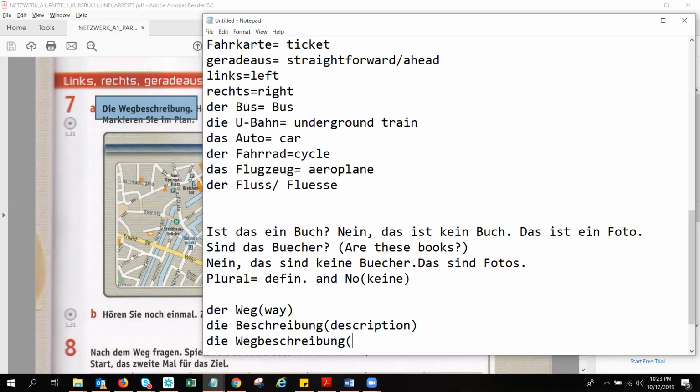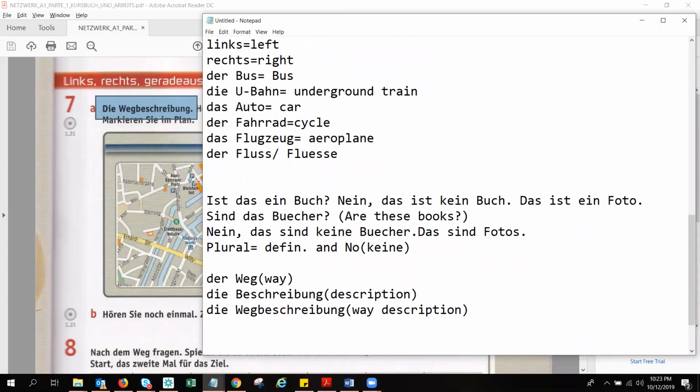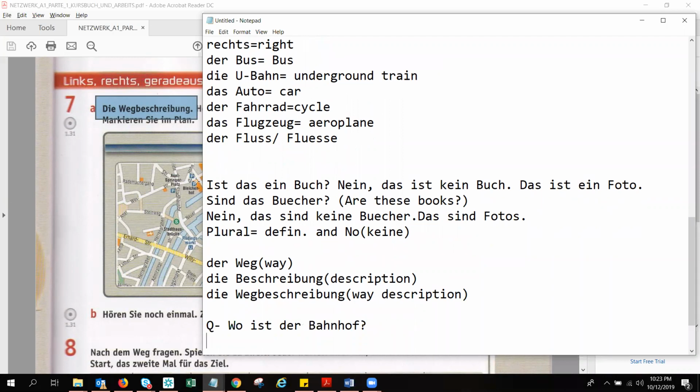So way description. How you can describe a way. Suppose somebody asked me, wo ist der Bahnhof? Where is the railway station? Remember, whenever you are asking this kind of question, wo ist der Bahnhof? Wo ist die Kirche? The article should be correct. It depends on the noun. So if you are saying where is the railway station, you will say wo ist der Bahnhof. If you are asking where is the church, then wo ist die Kirche.